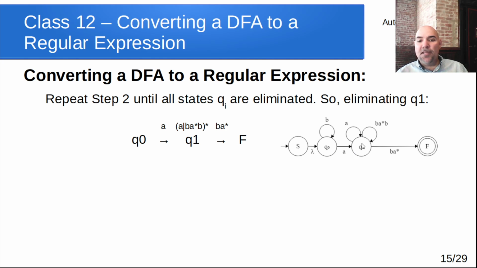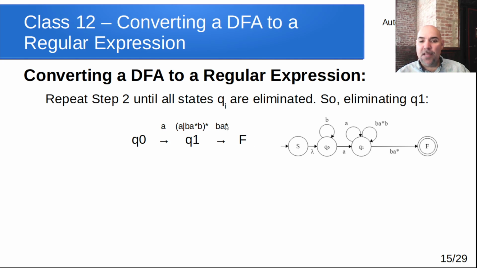And then what about staying in Q1? Well, the things that loop back are going to be A or B, A star, B, that whole thing star, because anything that loops back we combine with an or. And then that becomes something that's in the star. So there's the A looping back, there's the B, A star, B looping back. We put a star around the whole thing. And then leaving Q1 going to F, we have B, A star.